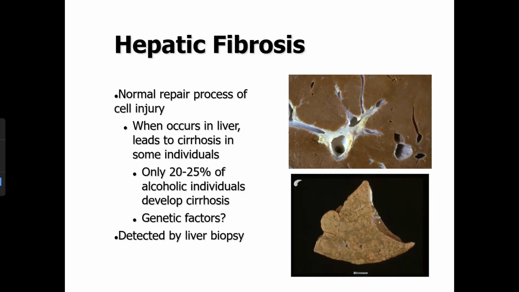Hepatic fibrosis is a normal repair process of cell injury. When it occurs in the liver, it leads to cirrhosis in some individuals. Only 20 to 25% of alcoholic individuals develop cirrhosis. There may be genetic factors that determine who does and does not develop cirrhosis. This is detected by liver biopsy.